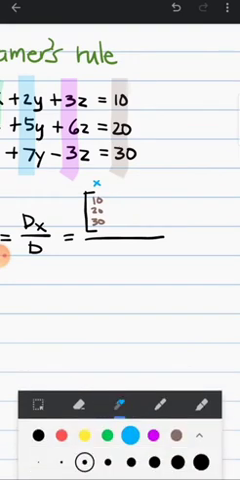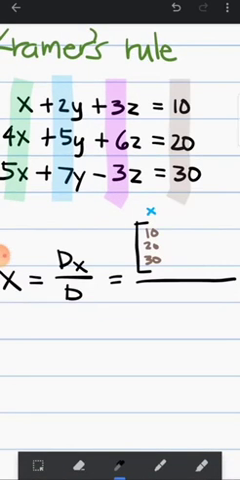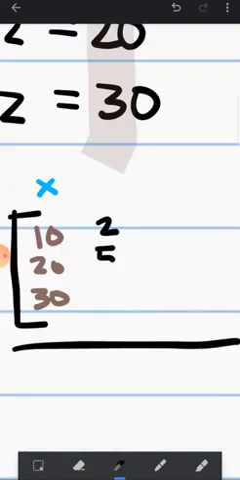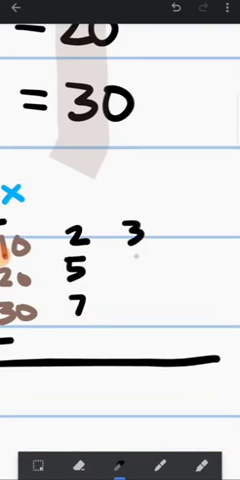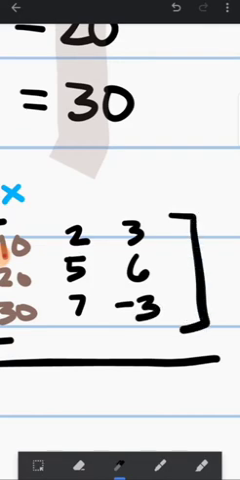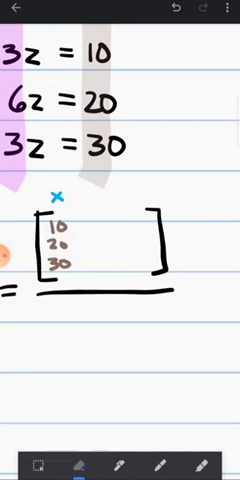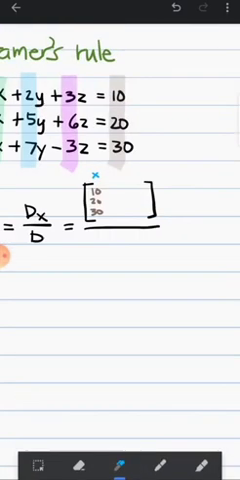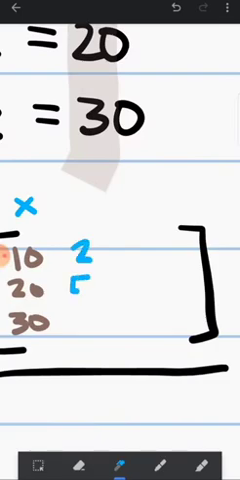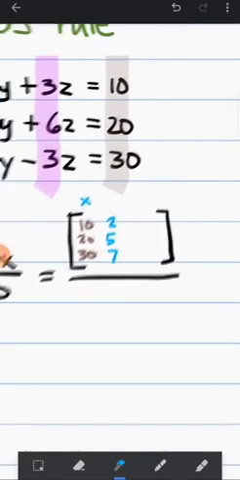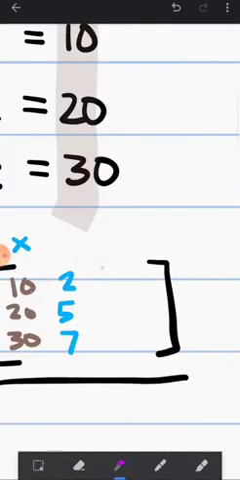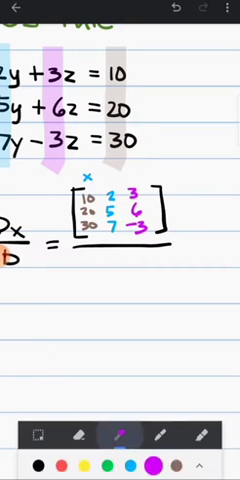Then you copy the coefficients of y, 2, 5, 7, and then 3, 6, negative 3. That's it. And maybe we should use another color so we can see it clearly. 2, 5, 7. And then purple for 3, 6, negative 3.